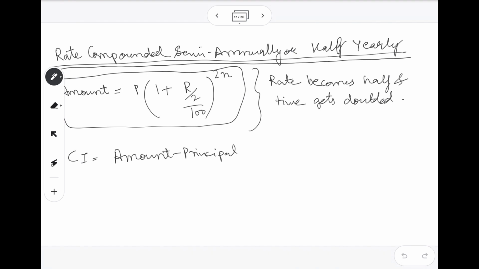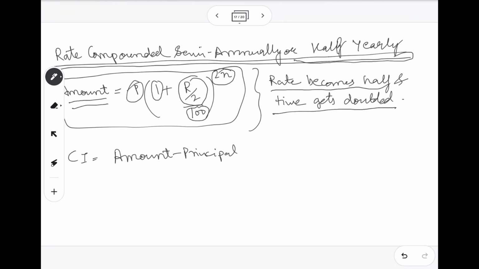Now there are some more concepts in compound interest, which is rate compounded semi-annually or half yearly. So there is a slight change in the formula of amount, which is amount equal to principal into (1 plus r upon 2 divided by 100) raised to power 2n. So rate becomes half and time gets doubled in case of half yearly or semi-annually, whereas the formula for compound interest remains same, that is compound interest equal to amount minus principal.